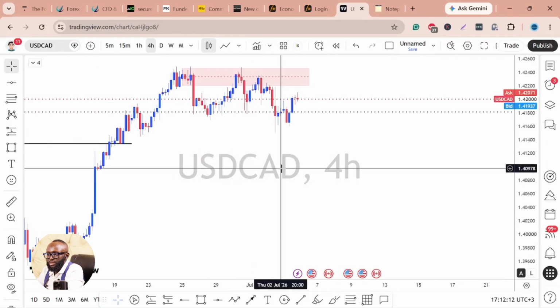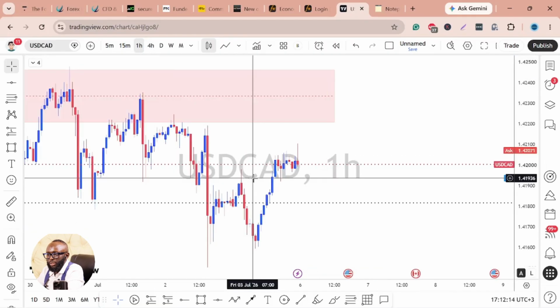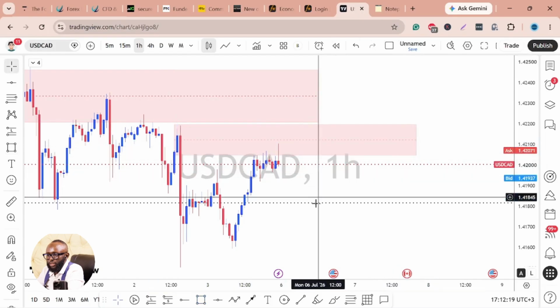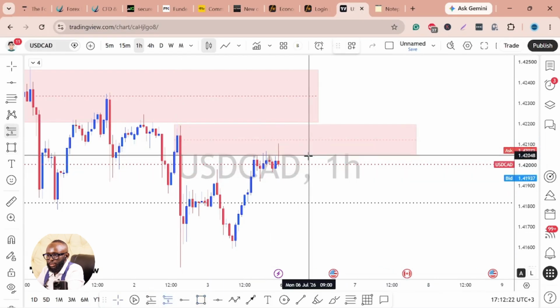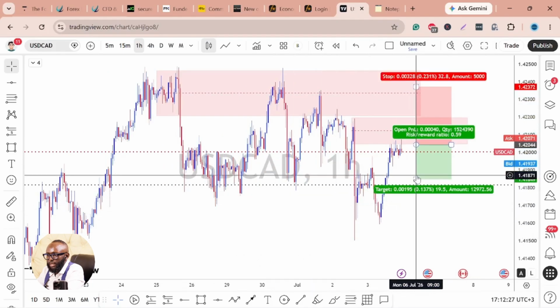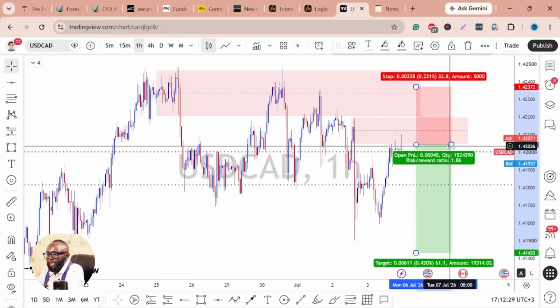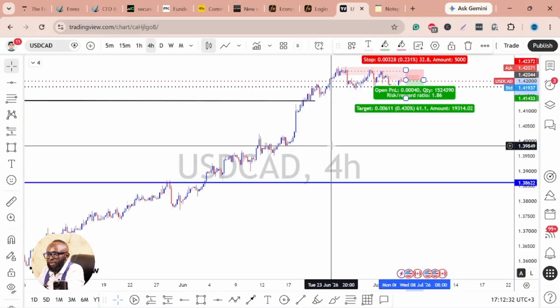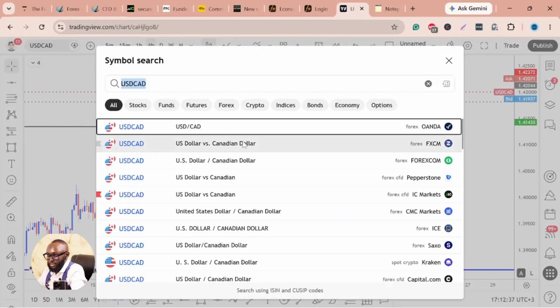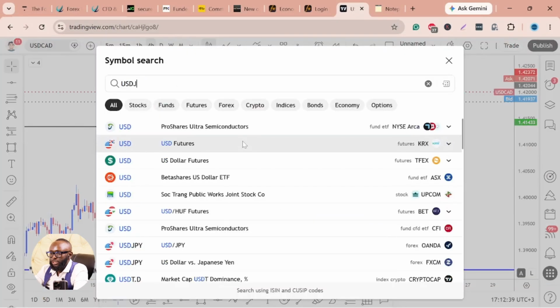Now, looking at the current week that will be opening, I still expect the market to react from this point on. Maybe you can get your short positions from this level to ride the price lower. I still expect USD CAD to push to lower prices for this coming week, and maybe even for the week after. Now let's look at the USD JPY.